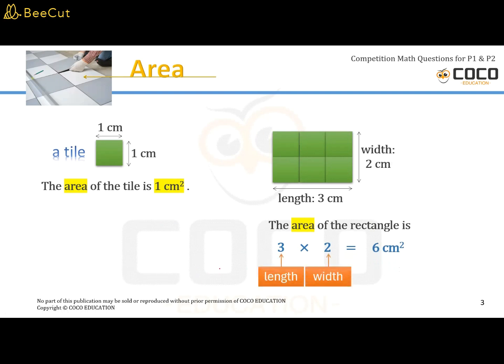How do these two numbers come from? Actually, the 3 is the length. The 2 is the width. Then length times width equals the area of a rectangle.